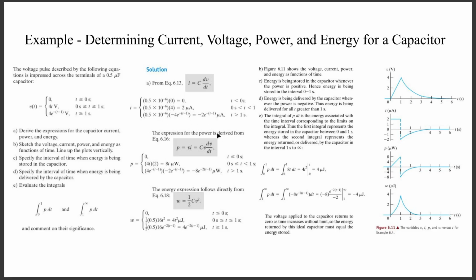The expression for power is derived by P equals VI, so we just multiply the voltage here by the current at any given instant of time. The energy follows directly from the equation 1/2 CV squared, so we get the energy here. So in this we get the graphs for the voltage, current, power, and energy.